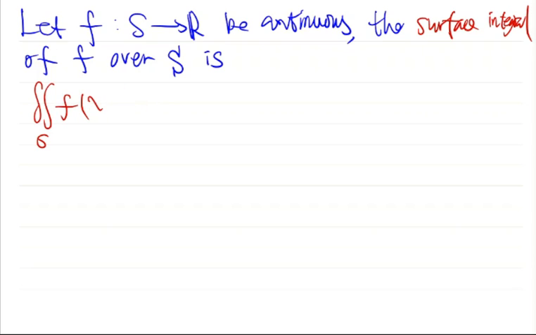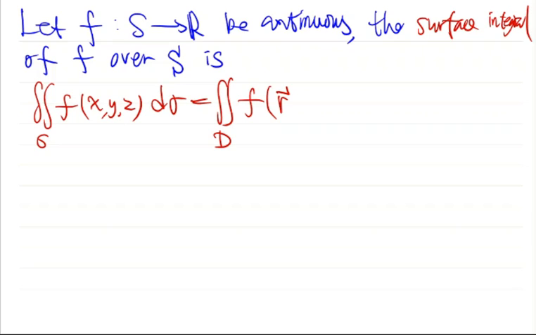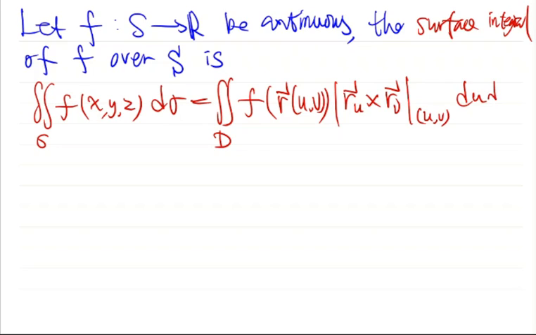maybe I will write f(x, y, z). We're using the double integral to define the surface integral. The double integral of f(r(u, v)) times the norm of r_u cross r_v, evaluated at (u, v), then du dv. So this is the definition of a surface integral.